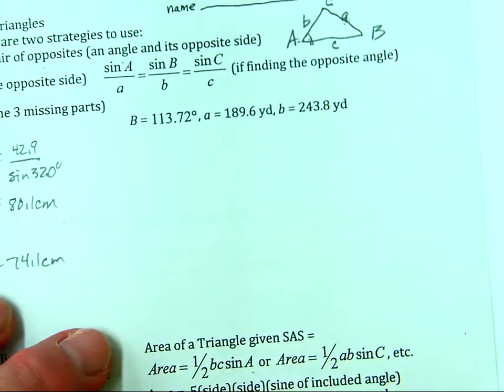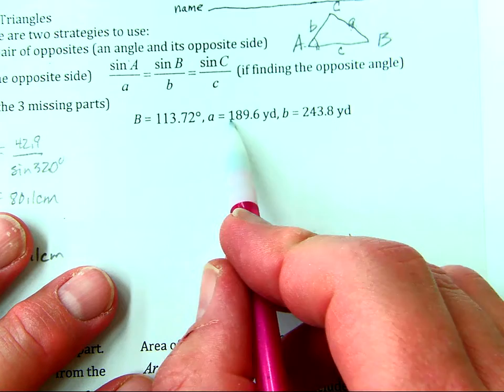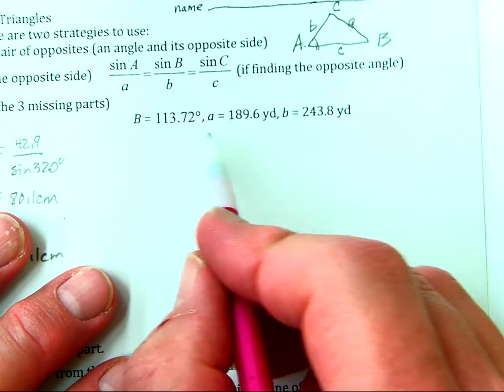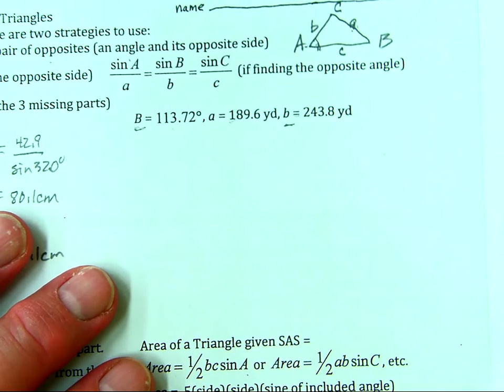Let's look at this next one. Here, we're just given one angle, angle B, and two sides, A and B. But notice we have a pair of opposites. We have angle B and we have side B. That lets us know we can use law of sines.